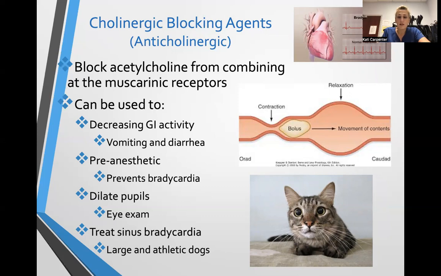If a doctor needs to look in the eyes, we're going to dilate the pupils by using an anticholinergic agent. And treating sinus bradycardia in large and athletic dogs. They just have these large, slow heart rates, and sometimes that can cause a low blood pressure, and it can cause some of its own issues.